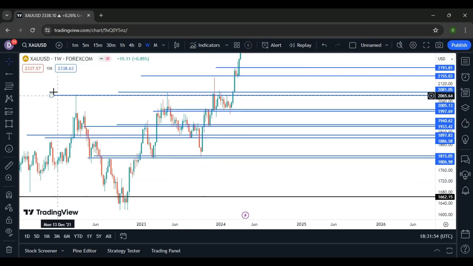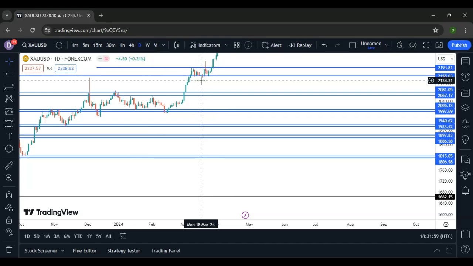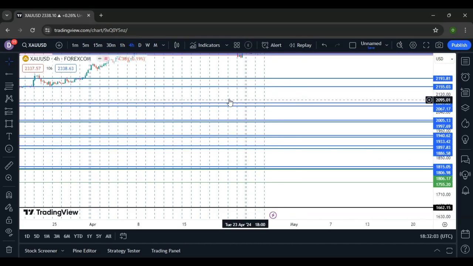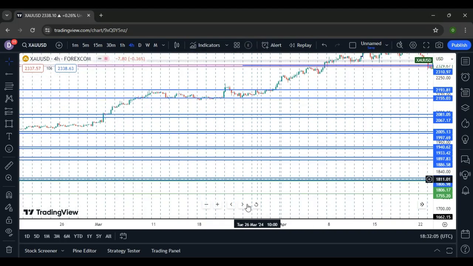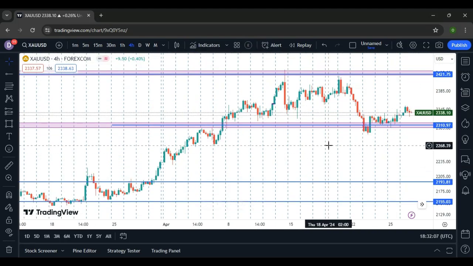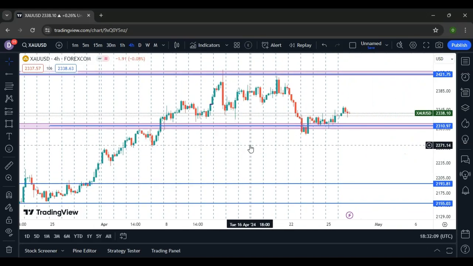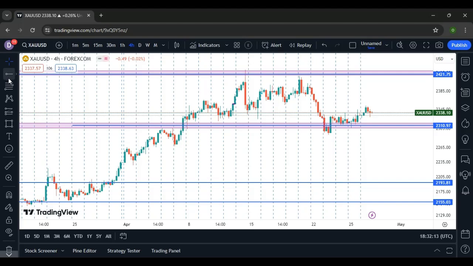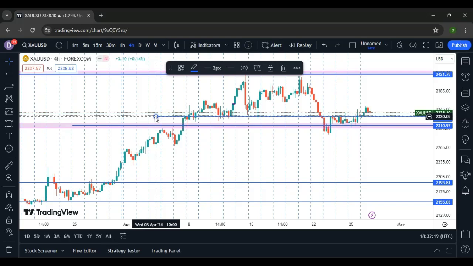Now, let's go further to how to identify your minor level. Come to your daily time frame or your 4-hour. This is what you will do when you get to your 4-hour. This is your minor resistance. You get it? This is your minor resistance.